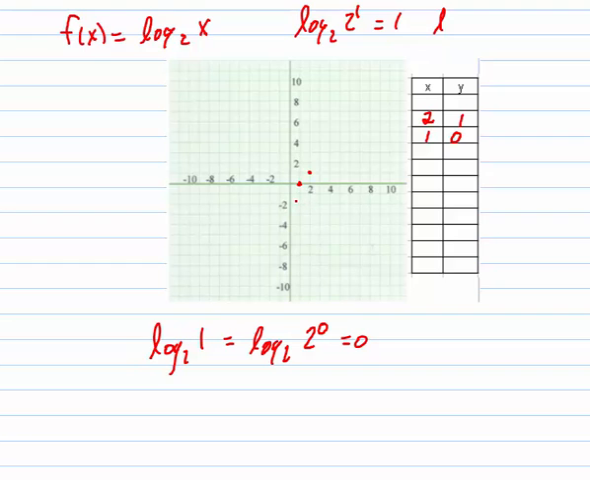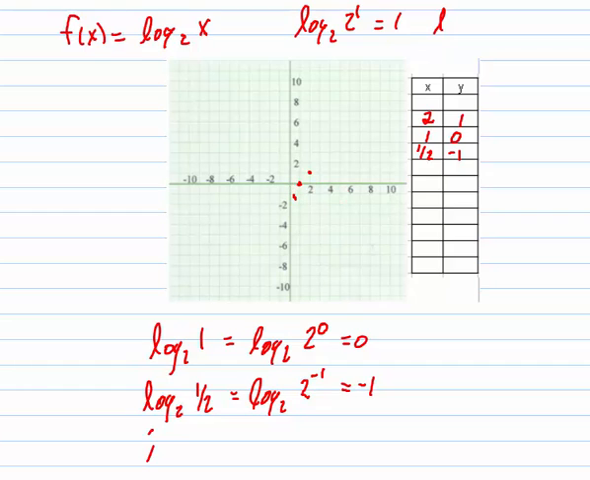And now, what about 1/2? What's log base 2 of 1/2? Well, 1/2 is equal to 2 to the minus 1. So there's our exponent, just extracting the exponent, it's equal to minus 1. So we get 1/2 for x, and we get minus 1 here. So (1/2, minus 1).